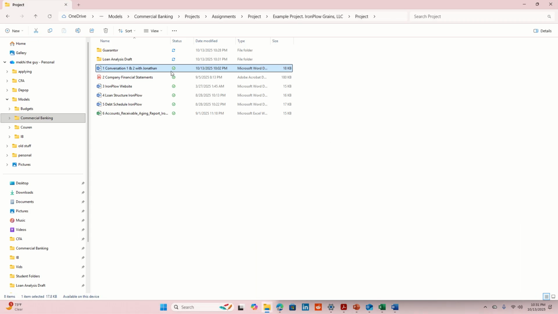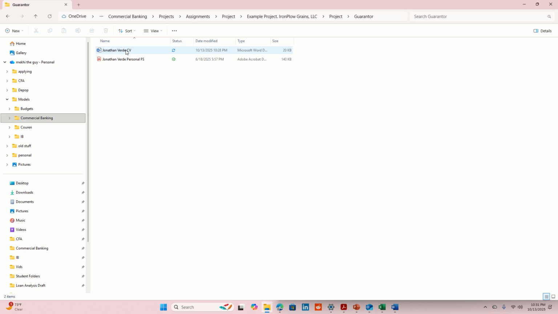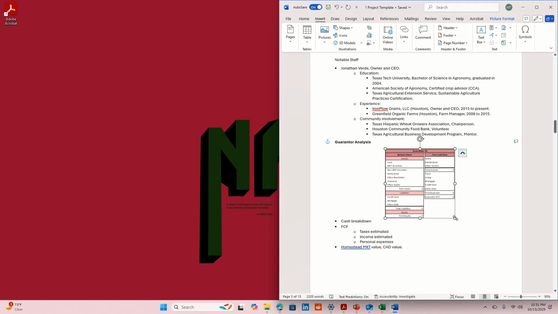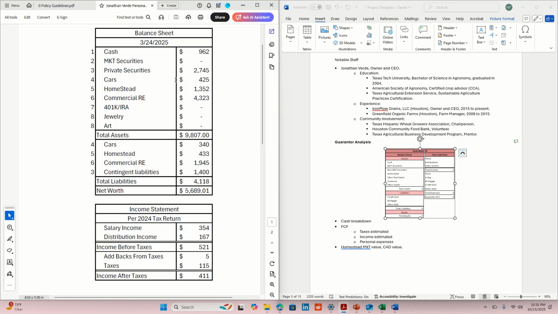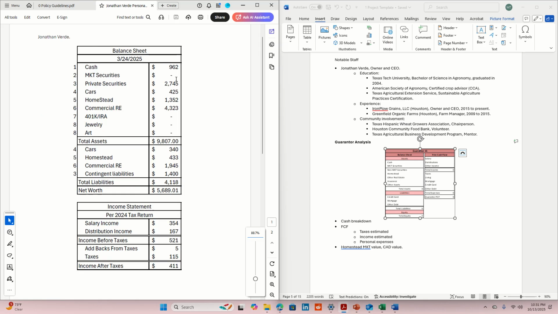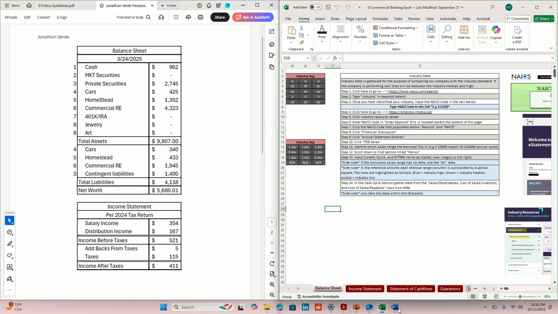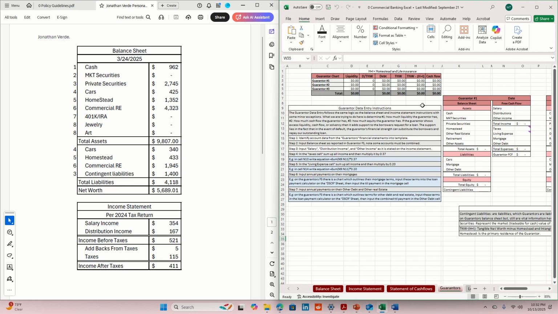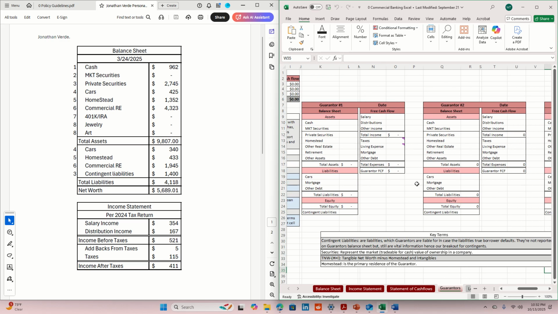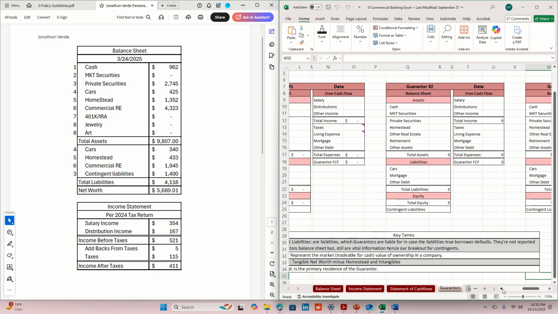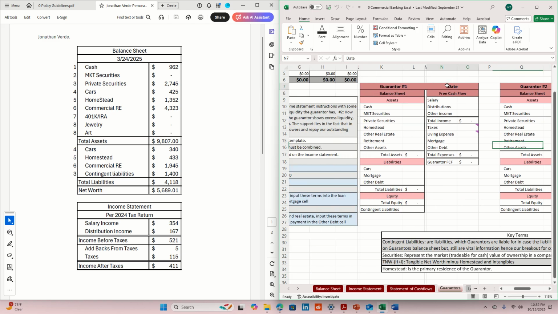Okay, so what you're going to need to do is go to guarantor, and where it says personal financial statement, open the personal financial statement. Okay, I already have mine open. You're going to need to open up the Excel. In the Excel, go to guarantors. Okay, and we're going to fill out guarantor 1. Some of you guys have 2 guarantors, so you're going to have to fill out this chart 2 times. Some of you have 3 guarantors. You're going to have to fill it out 3 times.